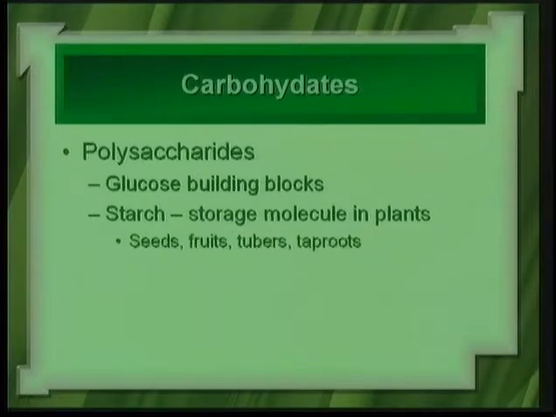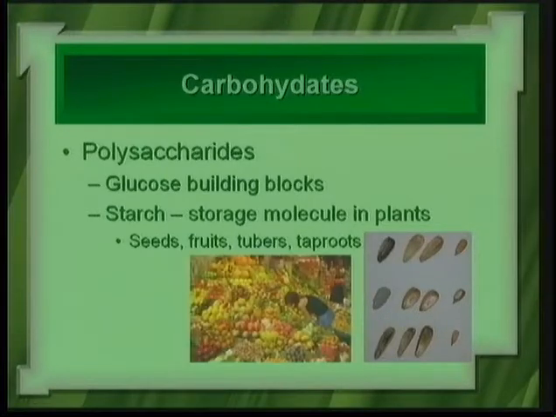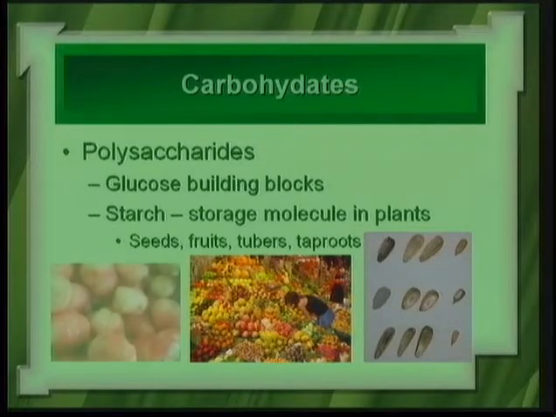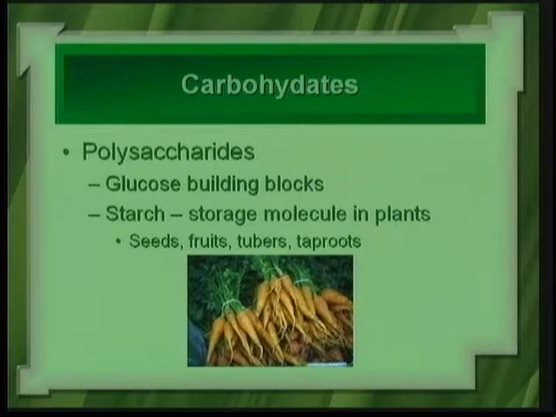All right, so starch generally can be found in seeds. Now here we have some sunflower seeds. Here you have fruits as well, and you have tubers, and also taproots, such as these nice looking carrots. So when you look at this food, doesn't it make you want to eat it? Isn't it delicious looking?